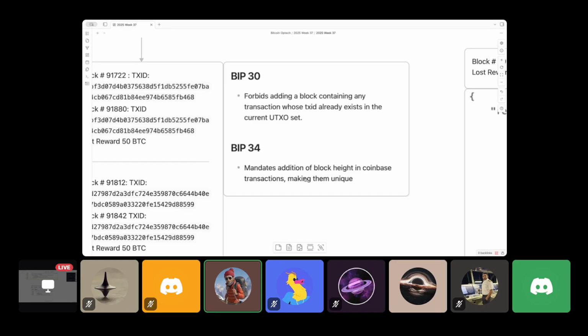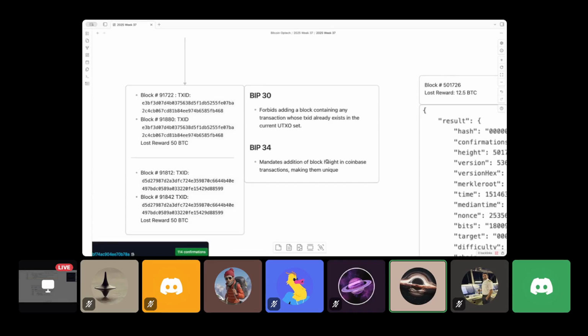Then BIP 34 effectively stopped this kind of attack.